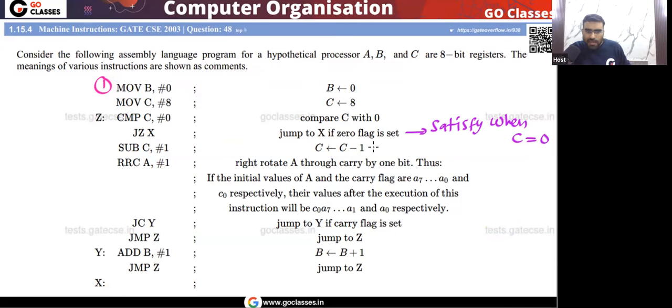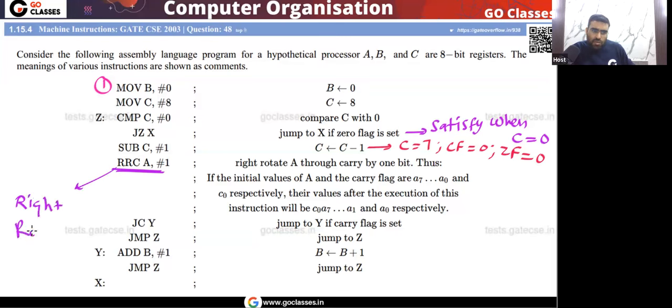The second thing, here you can easily notice that now C value has become 7 and now carry flag has become 0 and zero flag has become 0. Okay. Now the next instruction is right rotate through carry. This is a rotate right through carry, or I can say right rotate. This instruction we have already seen in our previous lectures.